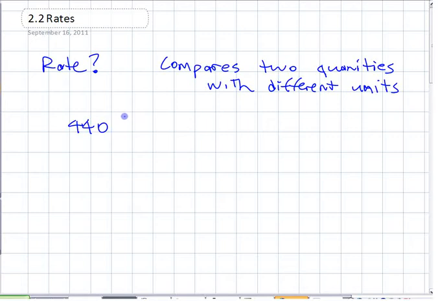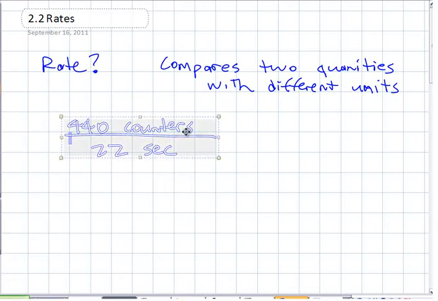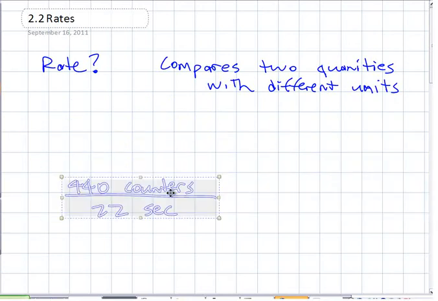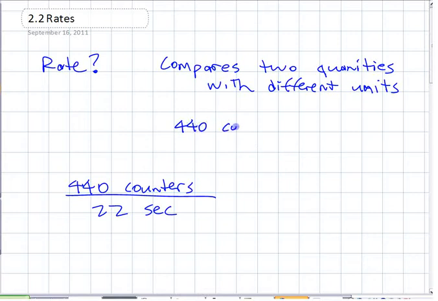So pouring the chips into that box there, let's say we poured 440 of those counters. And it took us, what did you say? 22 seconds. I'm writing it as a rate. It's a comparison of two quantities. You could write it like this: 440 counters in 22 seconds.